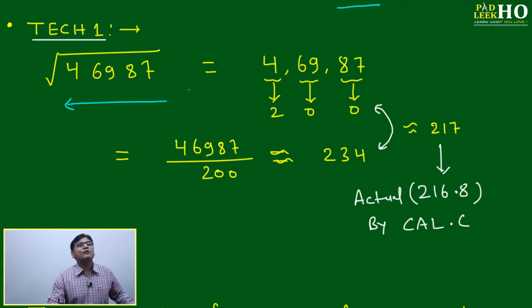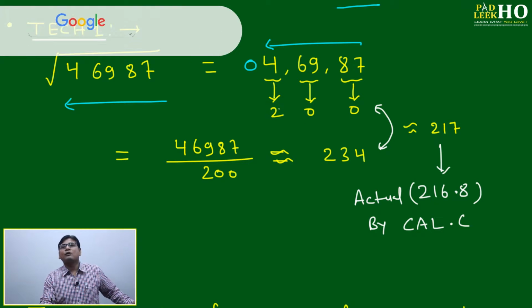From the right hand side we will try to make pairs of numbers. A pair means two digits, like 87, 69 and 4. The 4 is a single number. Either you can take 04 or 4 itself, the matter is the same. Then 87 we will approximate to 0, 69 we will approximate to 0, and 4 will become 2. We know the square root of 4 is 2.